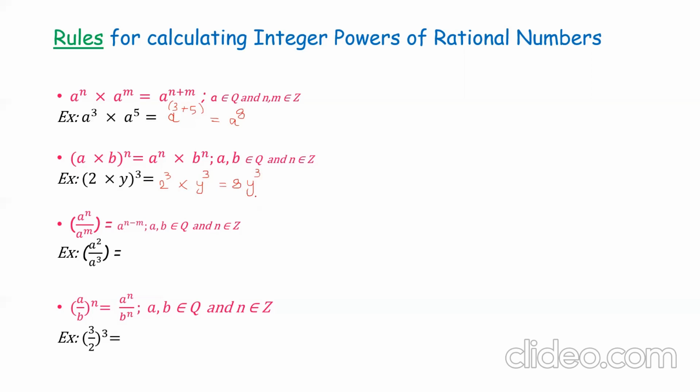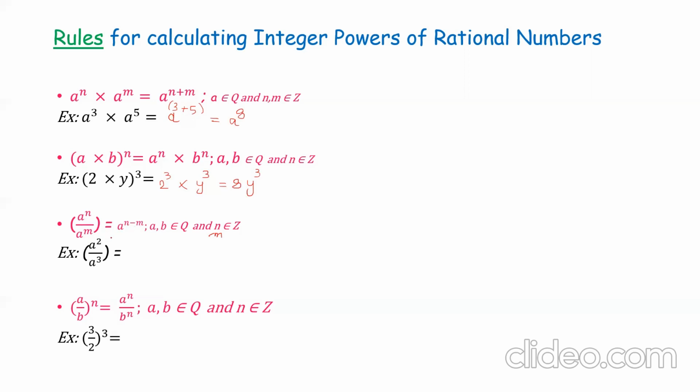Now the third rule, also assuming a and b are rationals and n and m are integers. In this case, we have a fraction, or a ratio if you want to call it that, a to the power of n over a to the power of m. So this would be equal to a to the power of n minus m.